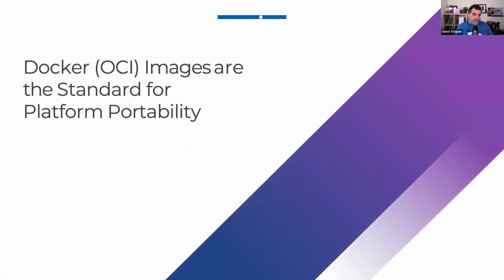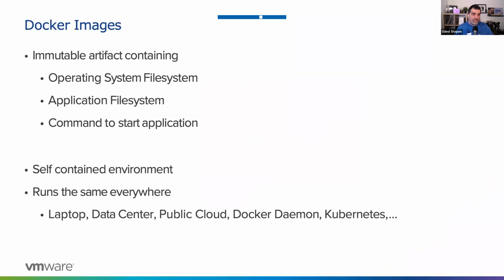I'm sure most of you on the call are aware of Docker images, which, when you think about it, we should really start to call OCI images, the Open Container Initiative images. They are the standard for everything related to platform portability, the ability to take an image and run it, be it locally, in a remote environment, on Kubernetes, in the public cloud, on-prem, wherever you want to run it.